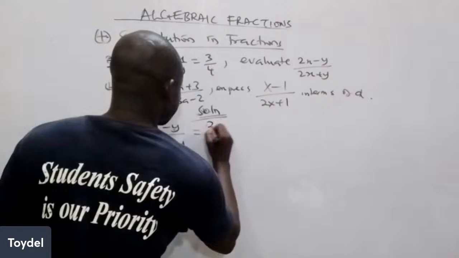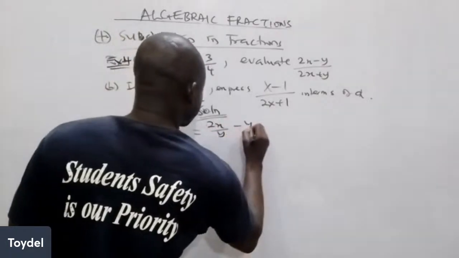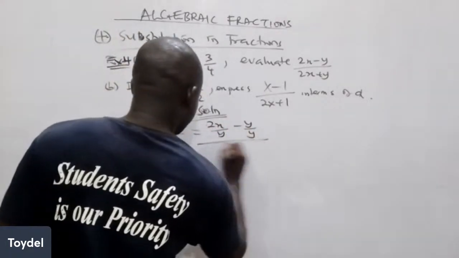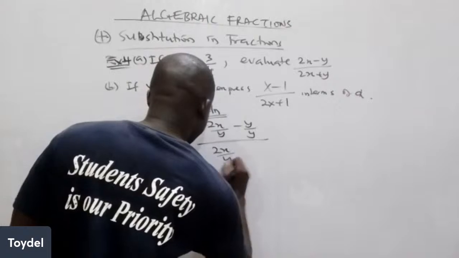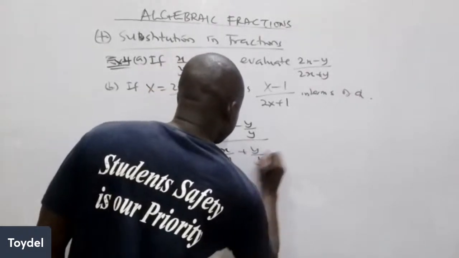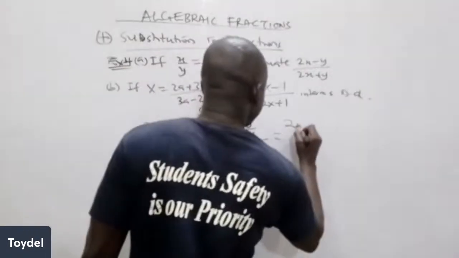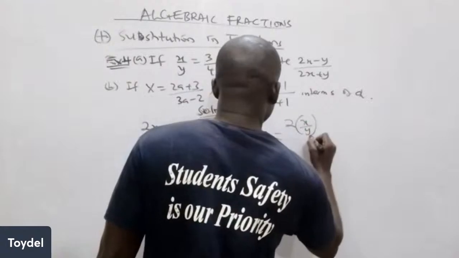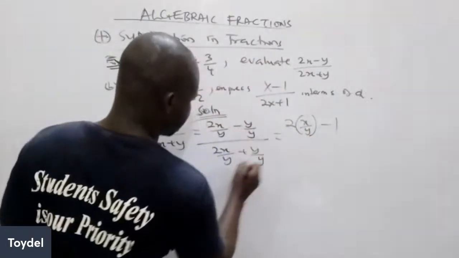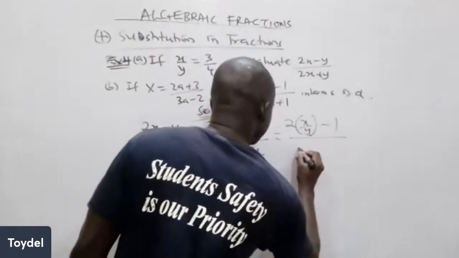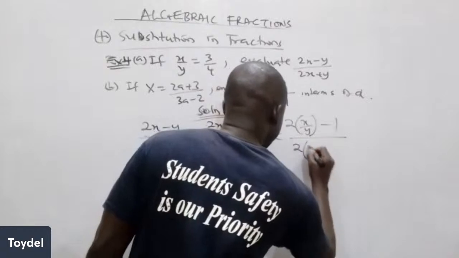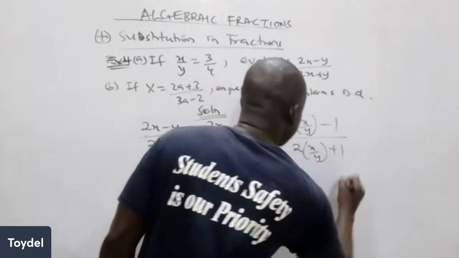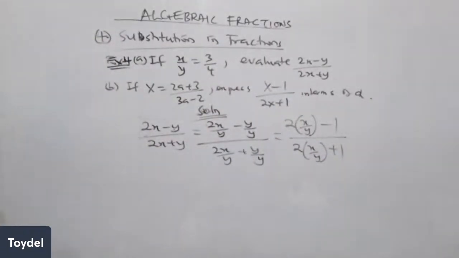That is, we have 2x divided by y minus y all over y, all over 2x divided by y plus y all over y. Then here, we are going to have 2 into bracket x all over y minus 1, because y over y will divide, all over 2 into bracket x all over y plus 1. That's what we are going to have.